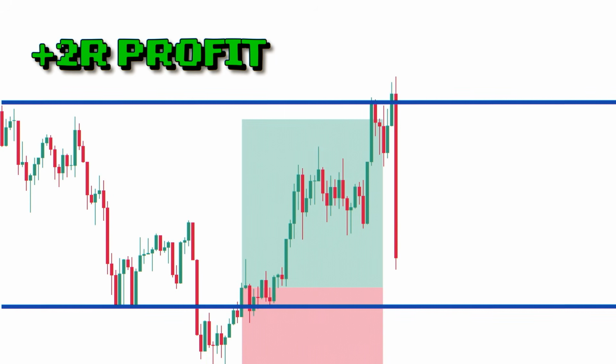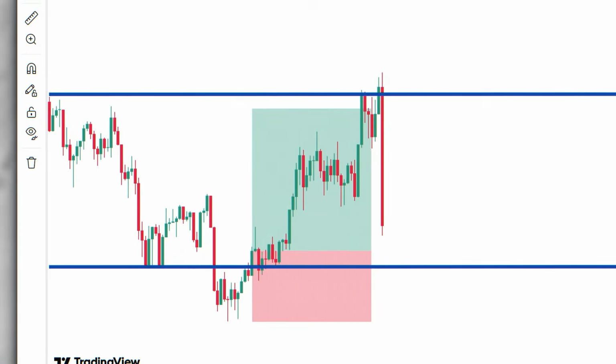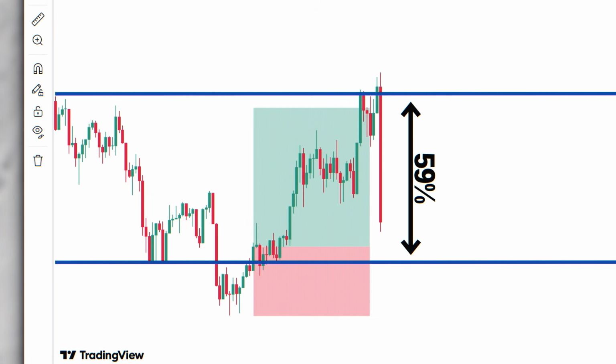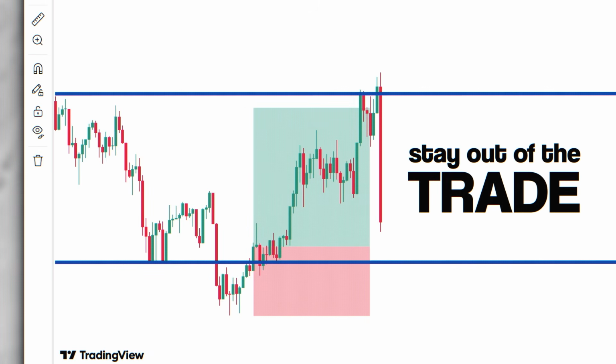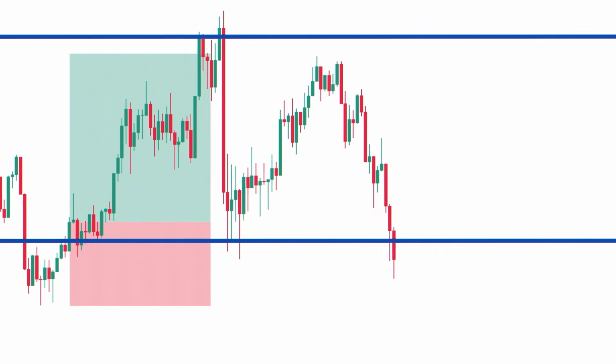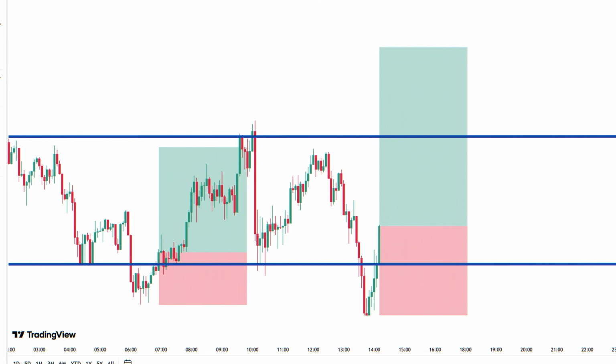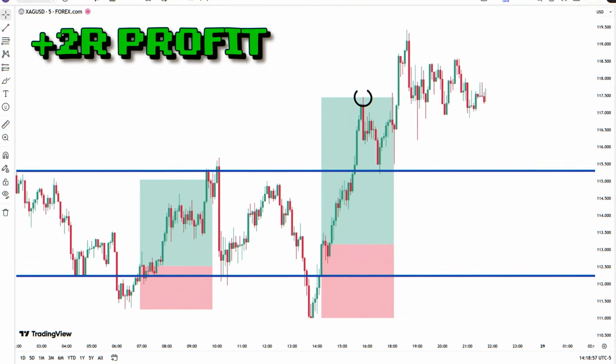Later, price breaks above the upper boundary and returns with a very large candle. In cases like this, when a single candle covers more than half of the trading range, it's better to stay out of the trade and wait for a cleaner setup. Shortly after, price breaks below the lower boundary again and returns back into the trading range. We enter another long position. Stop loss and take profit is set as usual, and then price reaches the take profit.